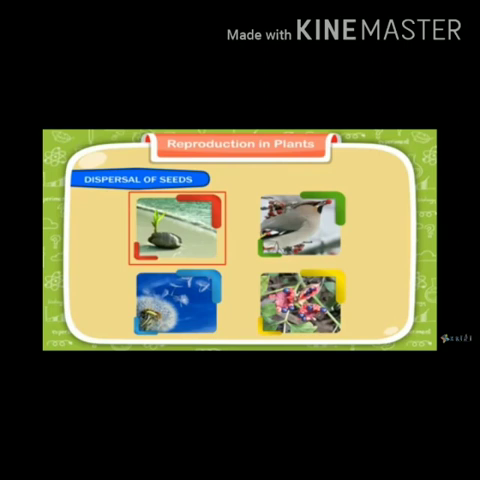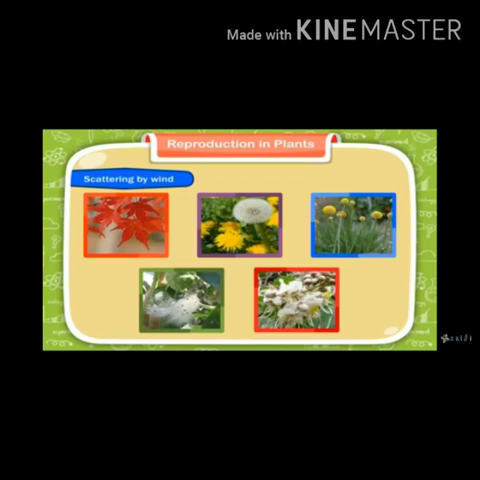Now we'll see how seeds are scattered by wind. Some seeds have long and fine hair on them. Seeds like maple, dandelion, drumstick, madar and hiptage have wings or tufts of hair on them. These hairs or wings help them to float in the wind.